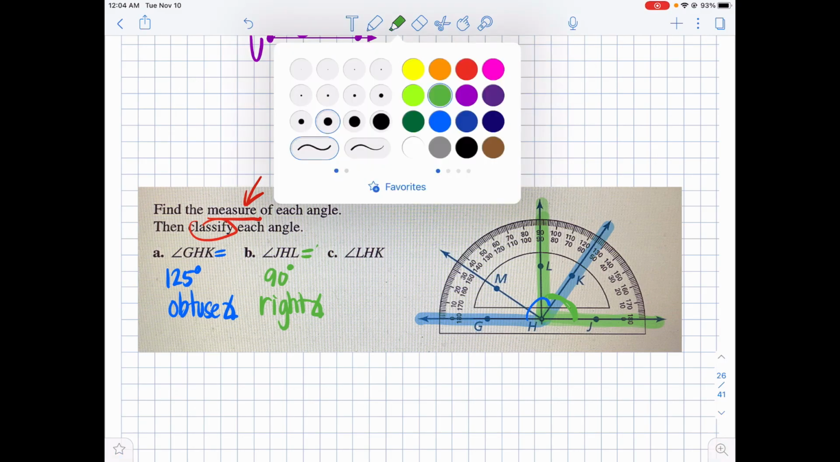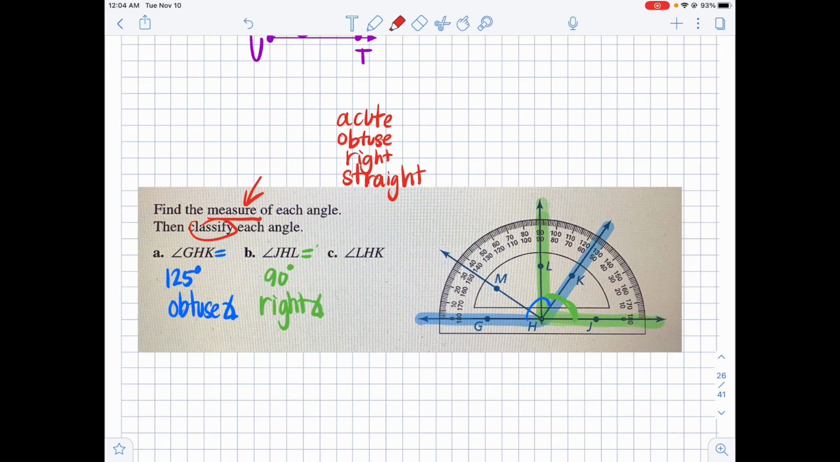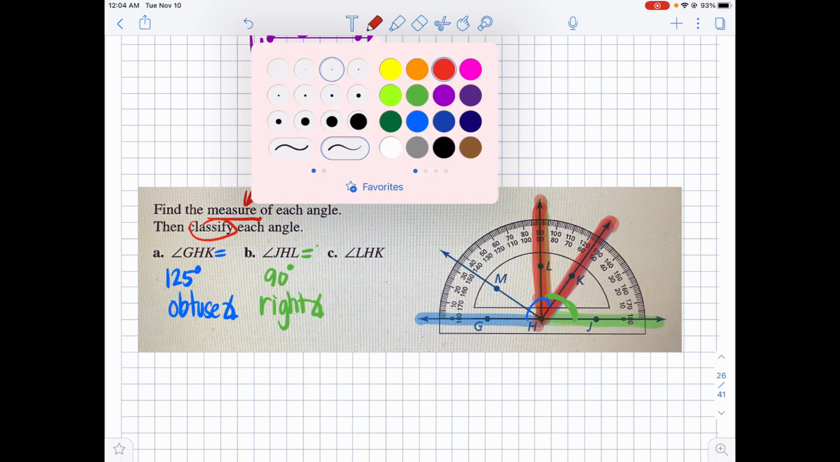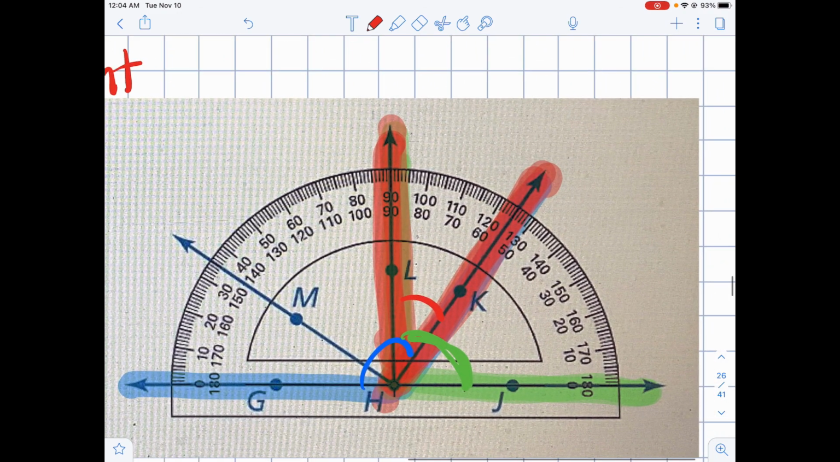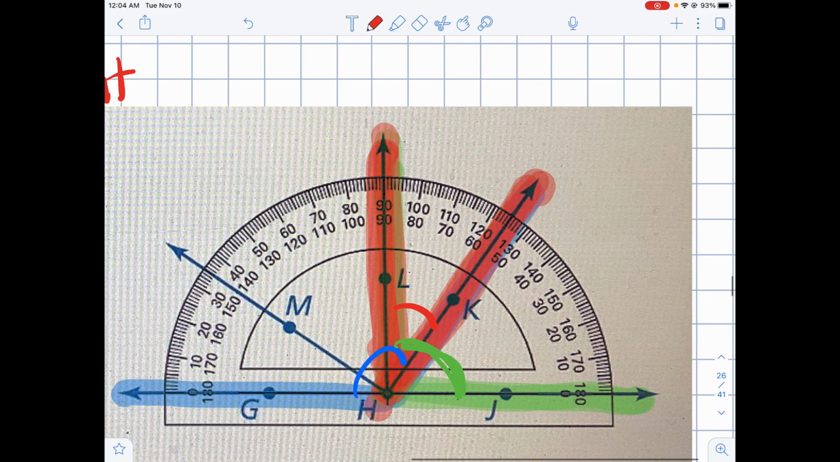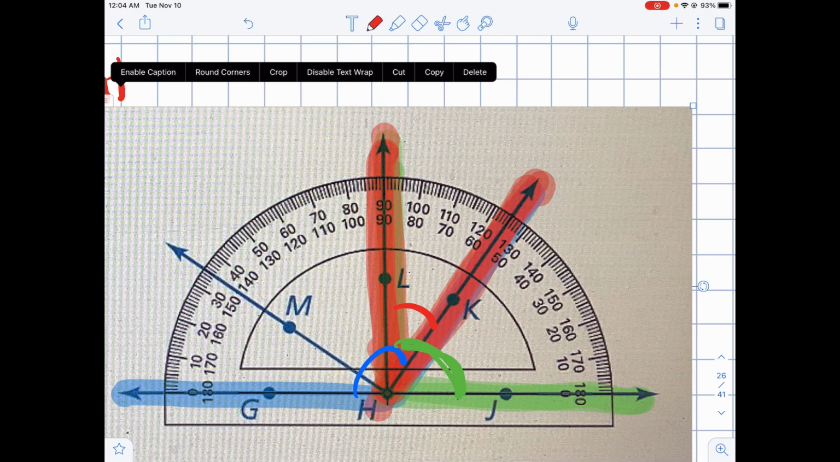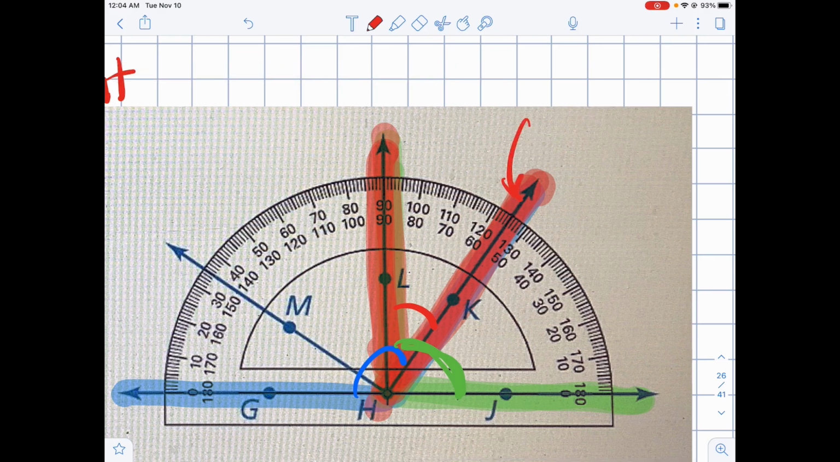The last one, let's go ahead and write that one out. The last angle is angle LHK. So that angle. And that one's a little tougher because these don't start at 0. So what I'm going to do is I'm going to go ahead and use the information that I know for this guy here. I know that's 125.